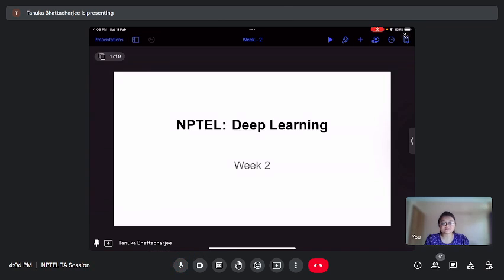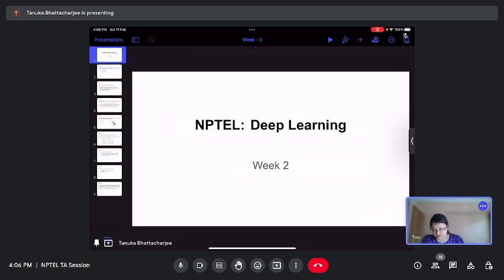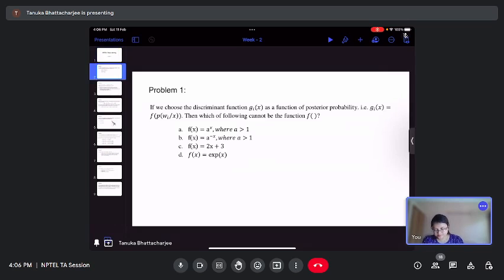Okay, let us start today's session. Welcome everyone to the second problem solving session for the deep learning course on noc23 sessions. Today we will mainly talk on discriminant functions, perceptron criteria, decision surfaces for discriminant functions, things like that. Let us get started with the first problem.